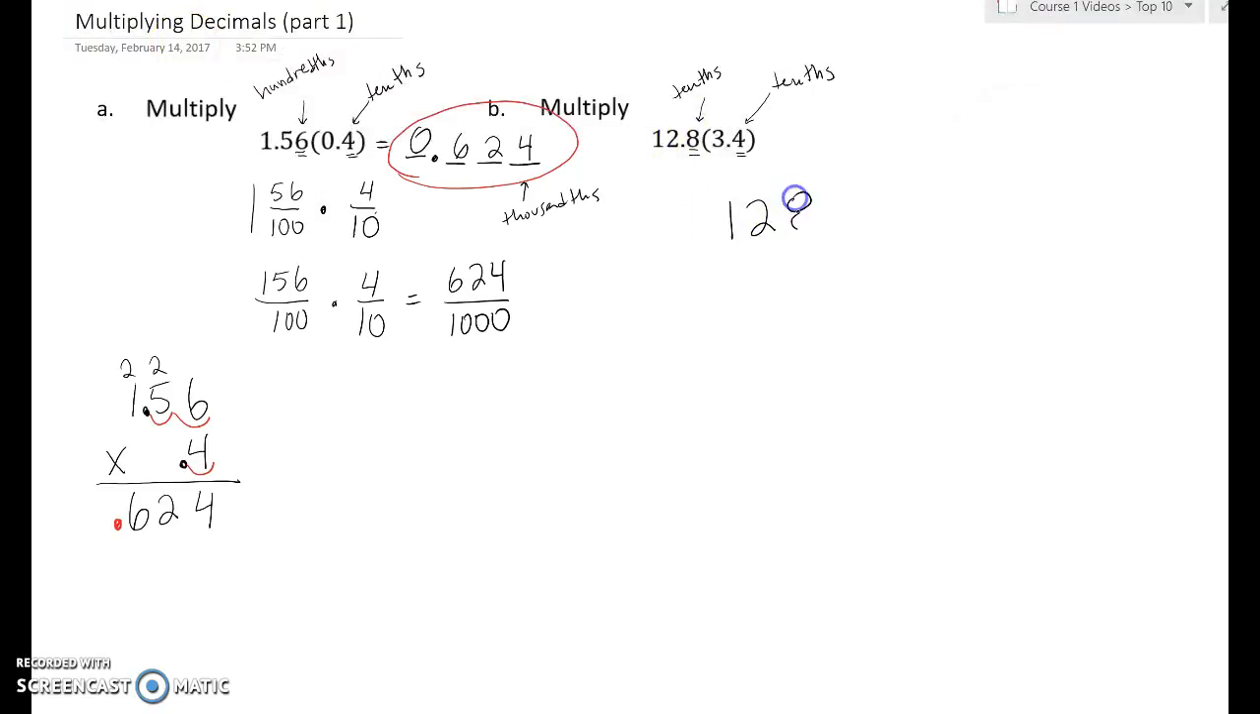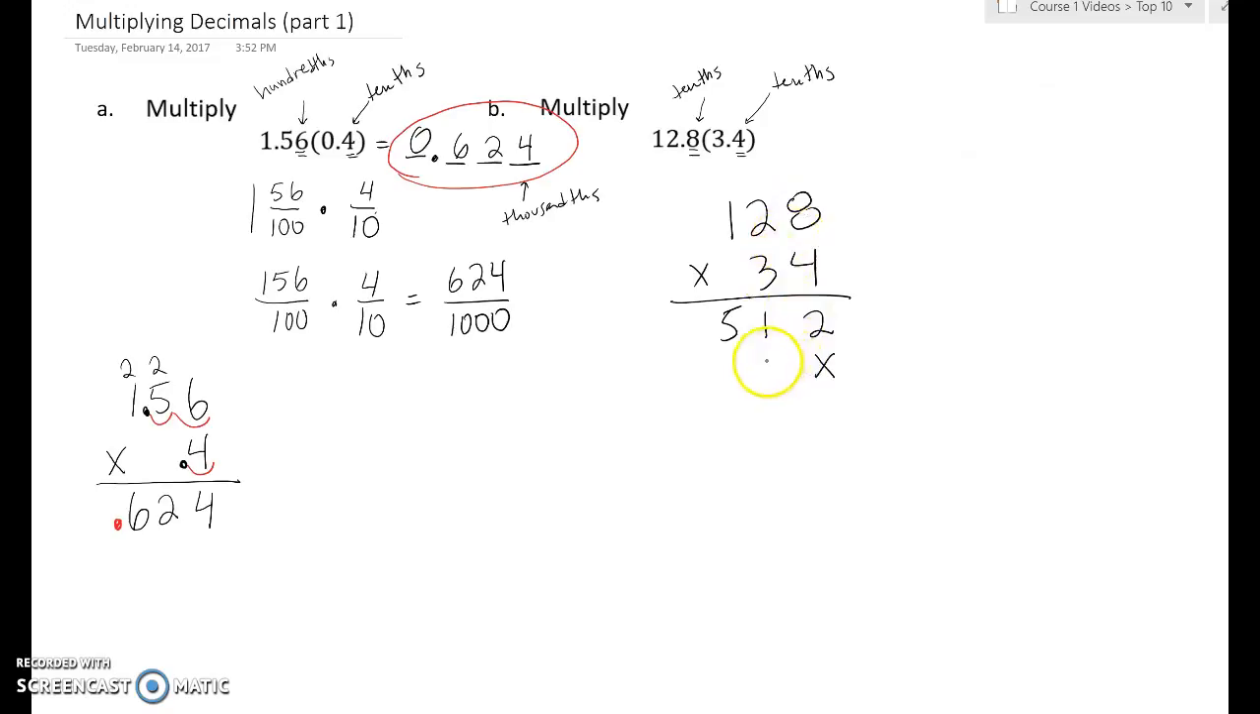So doing that again, I'll write this just as if there weren't any decimals. This is 128 times 34, and multiply like normal. So 4 times 8 is 32. 4 times 2 is 8, plus 3 is 11. 4 times 1 is 4, plus 1 is 5. I put an X as a placeholder so I don't forget to move over a digit when I'm multiplying by 3.